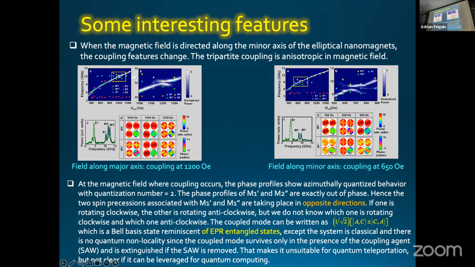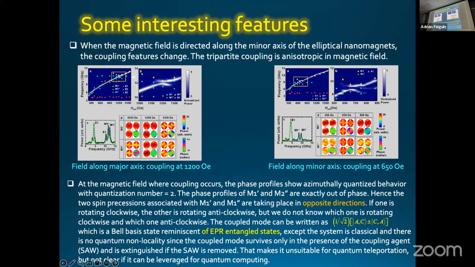In this case, we have two spin wave modes rotating in opposite directions. And so we know that one is rotating clockwise, one is rotating anti-clockwise. We don't know which one is which. So it's an entangled state because the state cannot be written as the tensor product of anti-clockwise and clockwise states. However, this is not quantum non-locality.